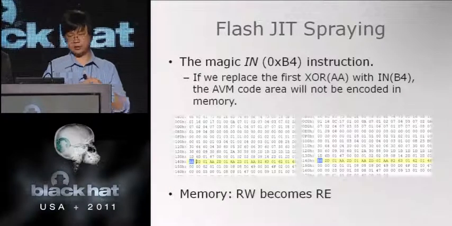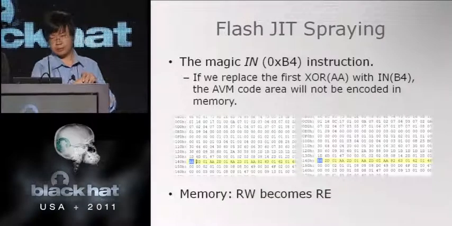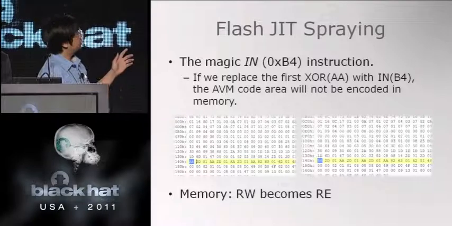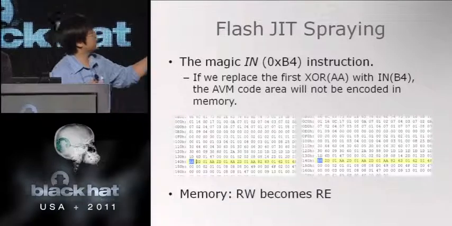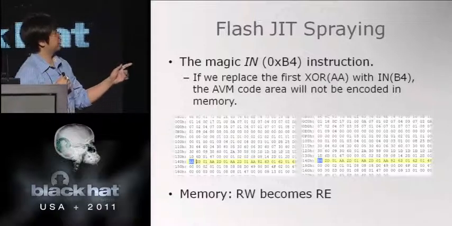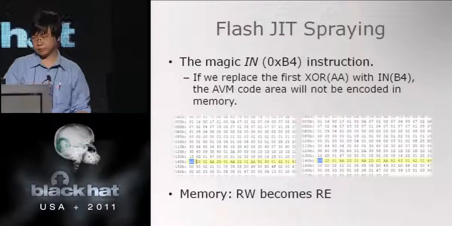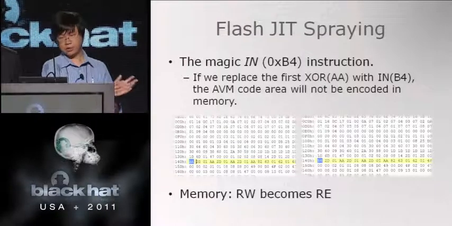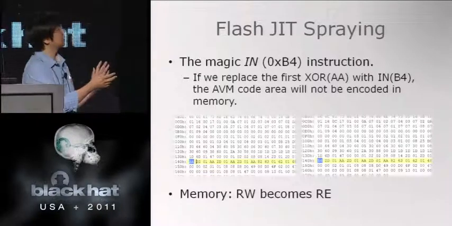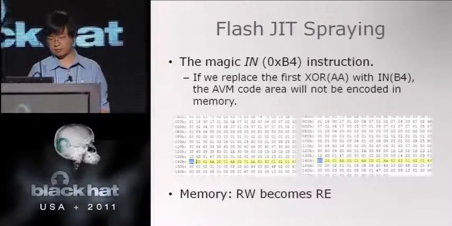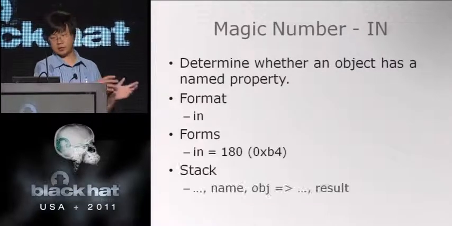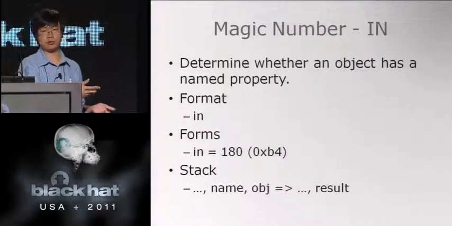Okay, so the key reason is the magic B4 instruction. If we replace the first XOR instruction with B4, the AVM code area will not be encoded in memory. So with this trick, JIT spraying could work again. Here is the description of the instruction. It is the B4.